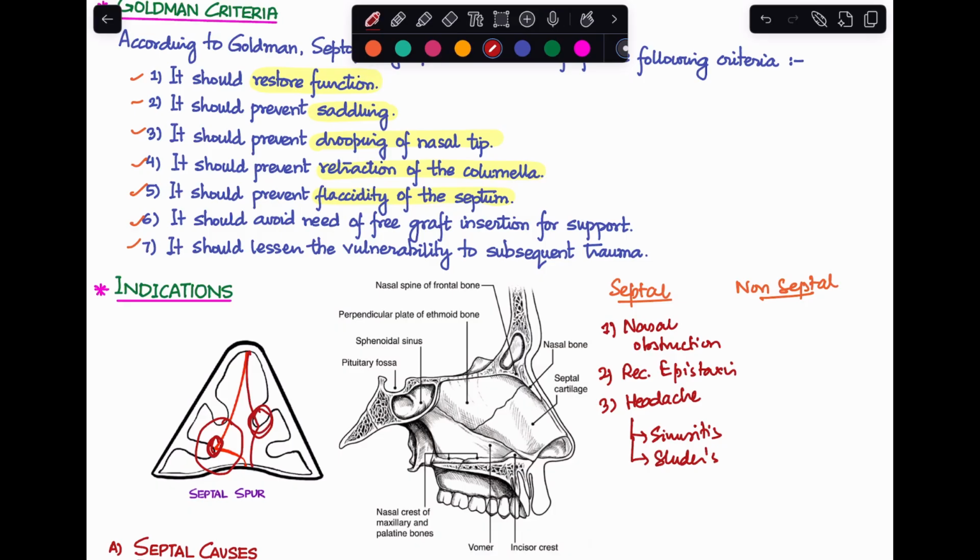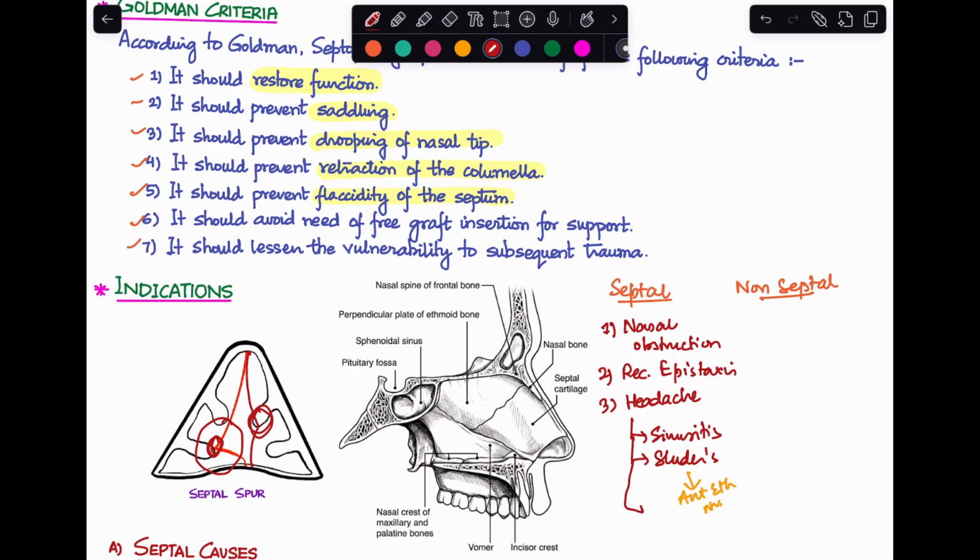What it does here is when the septal spur presses on the middle turbinate, it leads to pressure on a nerve. This is called the anterior ethmoidal nerve. So, Sluder's neuralgia is also known as anterior ethmoidal nerve syndrome. This is a neuralgic pain which occurs in the lower half of the face, and they'll also present to you with nasal congestion, rhinorrhea, and increased lacrimation. That's what Sluder's neuralgia is. So, Sluder's neuralgia can also be a cause of the headache over here.